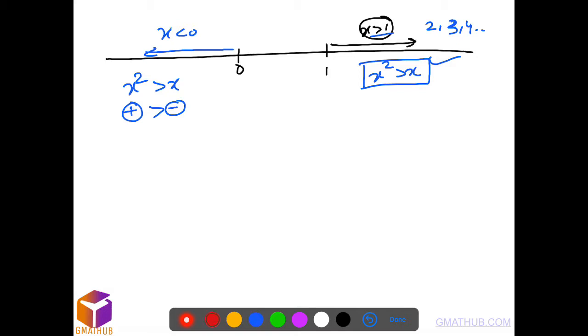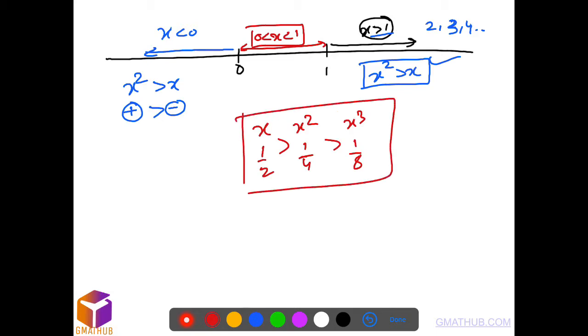But if x is between 0 and 1, the exponents behave totally different. Let's say x is 1 by 2, so x square will be 1 by 4, smaller, x cube will be 1 by 8, even smaller, so the values will keep decreasing. So wherever you're comparing x square and x, wherever you're comparing exponents, it's very important to take a value between 0 and 1, because that will give me a totally different result.